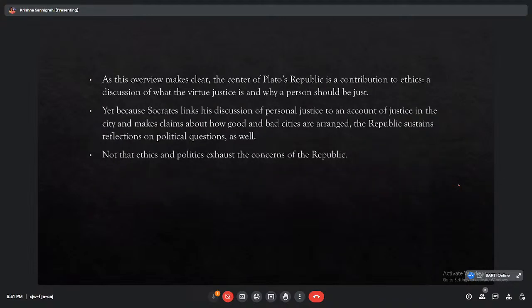As this overview makes clear, the center of Plato's Republic is a contribution to ethics. Now it is important: what do we mean by ethics? Anybody who would like to tell me what we mean by ethics can please go ahead.